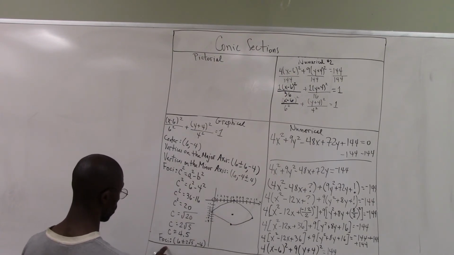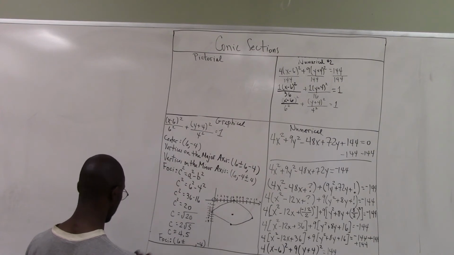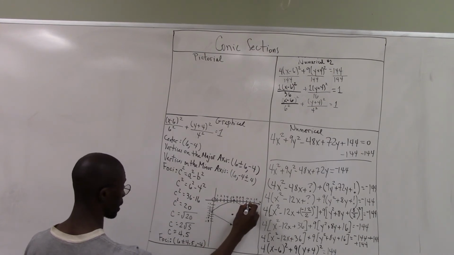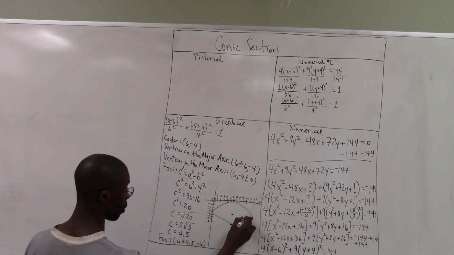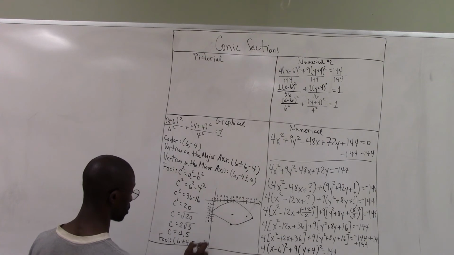All right, now we need to handle the foci. So I have 6 plus 2 times the square root of 5. So this should really be, as we discussed, 4.5. So let me make this correction so it's easier for us to compute. So 6 plus 4.5 is 10.5. So I want 10.5, -4, which is right about there. And then I want 6 minus 4.5, which is about 1.5. And I'm still going with -4.